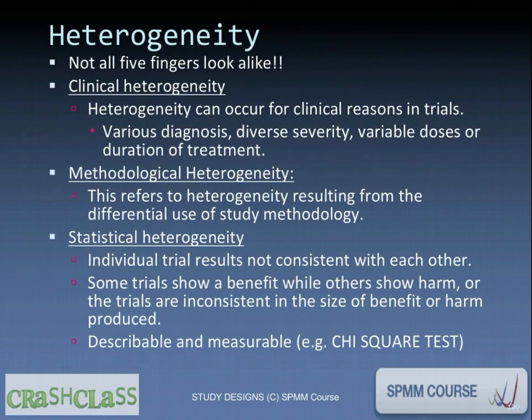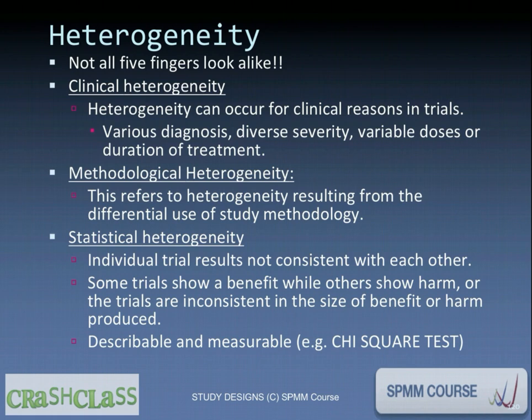Now let's talk about heterogeneity. You may remember I said one of the things that's important for meta-analysis is that the 5 or 6 studies that you're trying to combine should all have more or less similar methodology. If they are too different from each other, then you will not be able to combine them. Now, differences among studies could arise for various reasons. So let's classify those reasons into 3: clinical heterogeneity, methodological heterogeneity, and statistical heterogeneity.